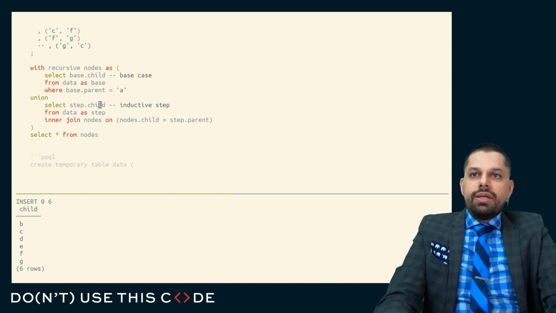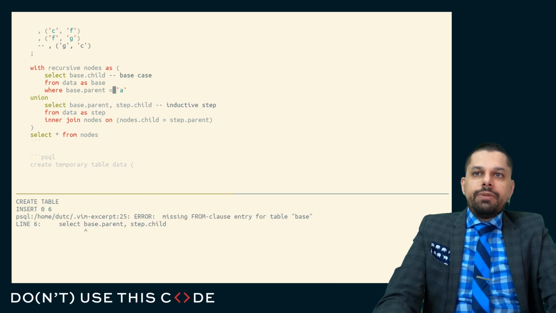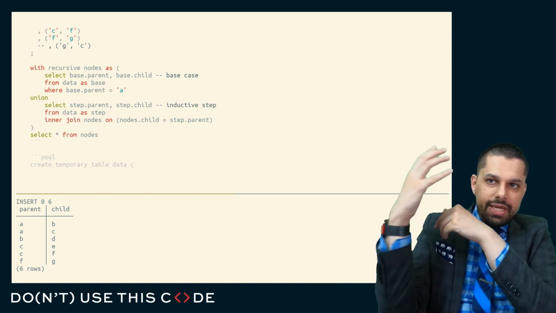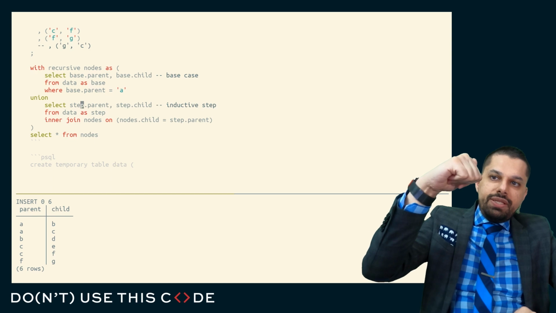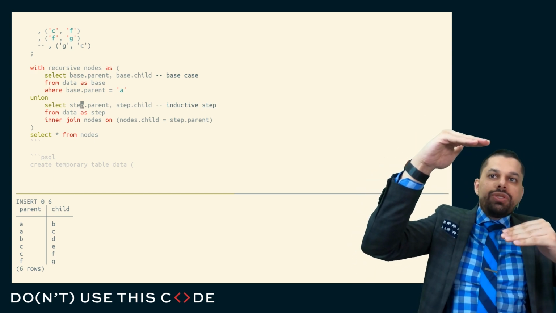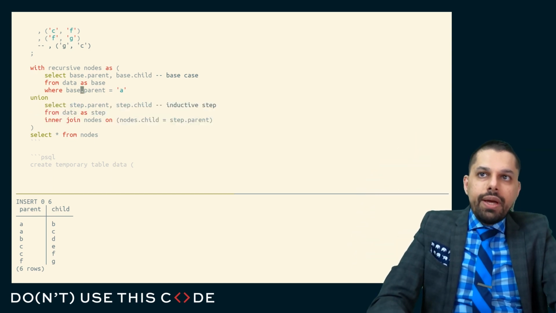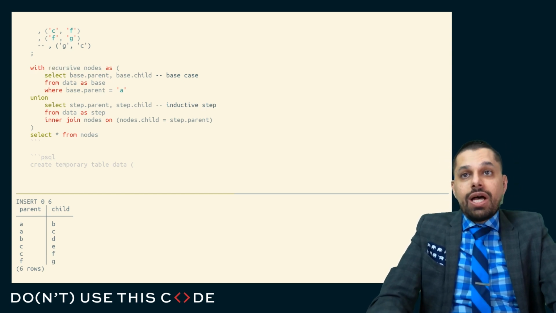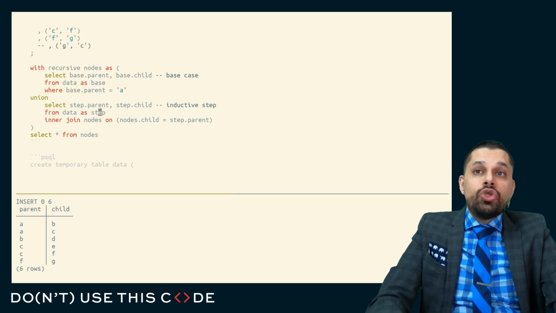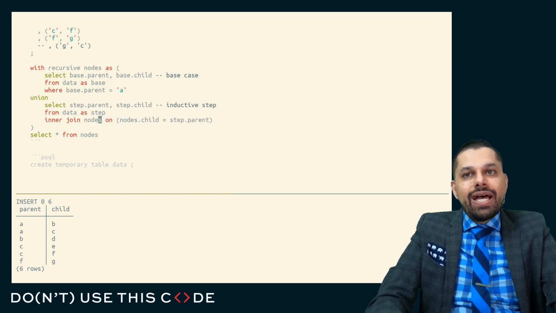Let me put the parent in here as well. So let's say base.parent here, and I'll put the step.parent here as well. And you can see here, I started with A, and I have A to B, I have A to C, I have B to D, I have C to D. It's actually arbitrarily traversed this because this portion of the query, by virtue of this recursive keyword, can actually refer to the result of the query itself. I call this query nodes, and I'm joining back onto the thing as I constructed.